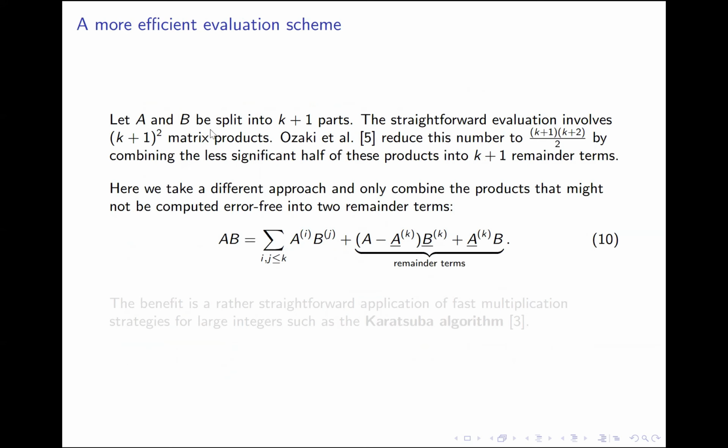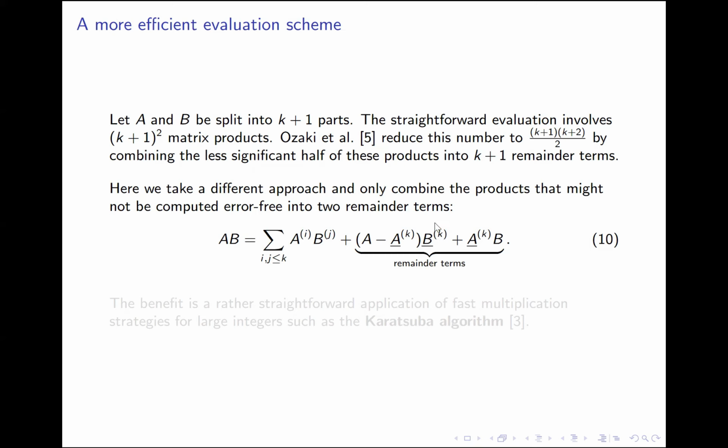So, as I said before, if we evaluate the matrix product A times B as a product of these sums of k plus 1 parts, then we would have k plus 1 squared matrix products. So Ozaki et al. reduced it, almost halved it, by combining the less significant half into k plus 1 remainder terms. Here we go in a slightly different direction.